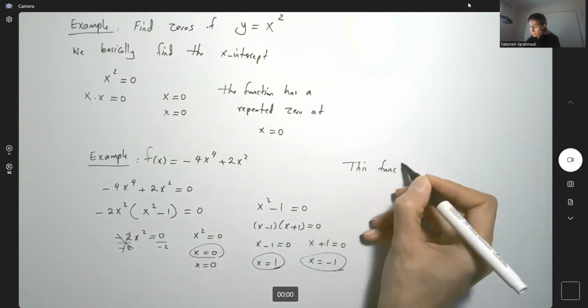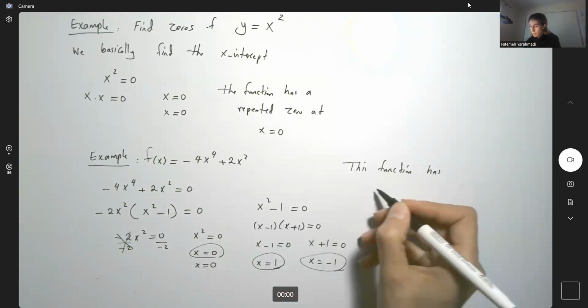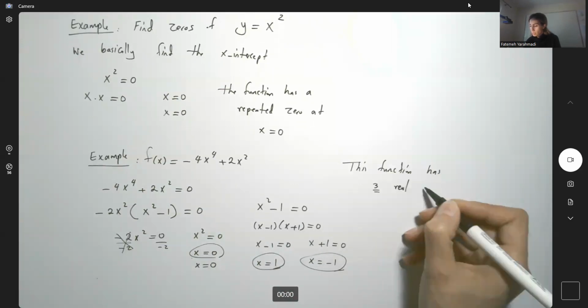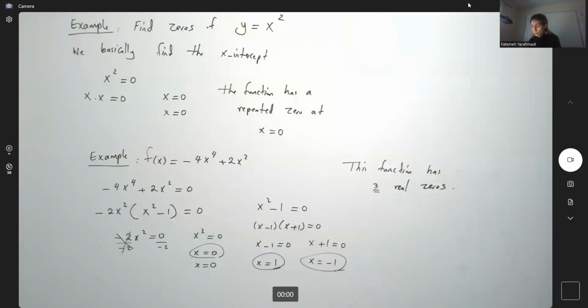This function has 3 real zeros, or 3 x-intercepts.